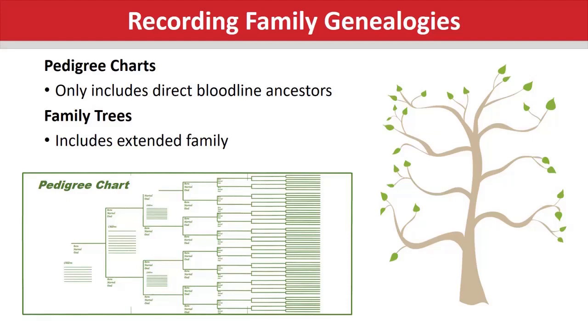Family trees, on the other hand, include everybody. Uncles, cousins, brothers, sisters, whatever. They're all included in a family tree. So these are the two primary ways that we see genealogies recorded. But like I said, there's a million other ways you can do it. There's also several computer programs that can be used to do it. It's really up to you, whatever you prefer.